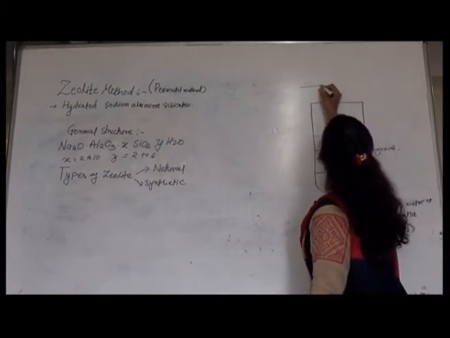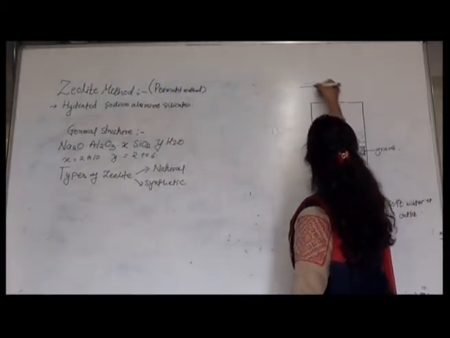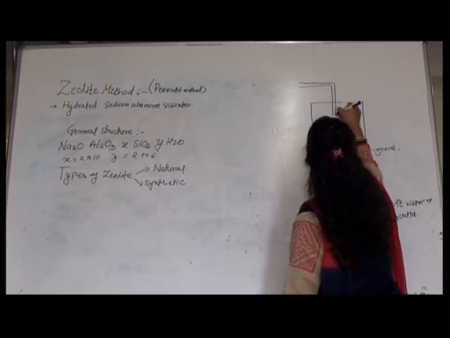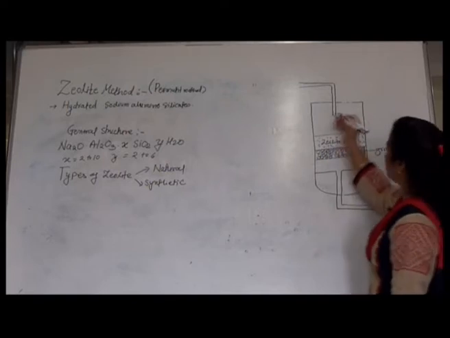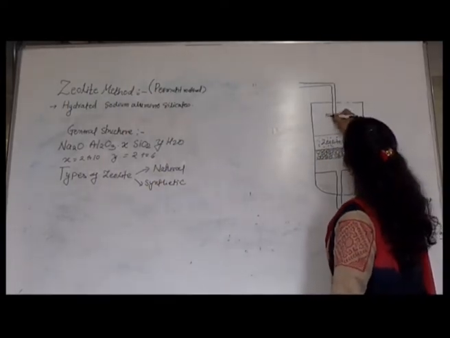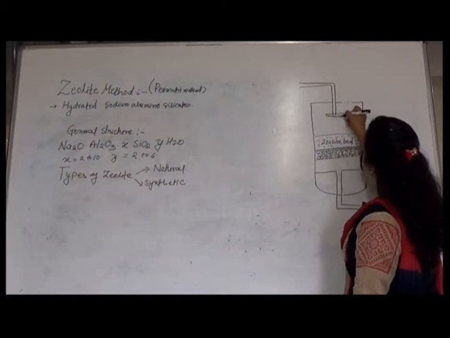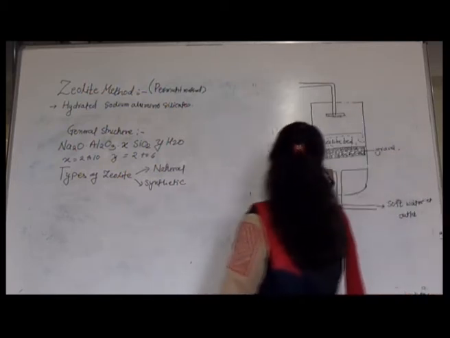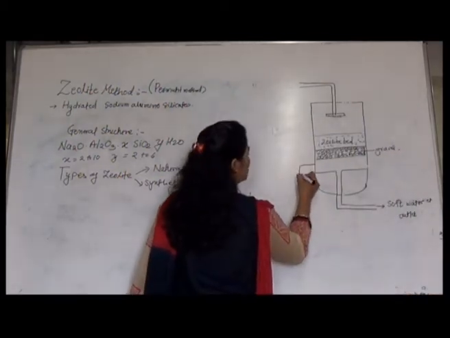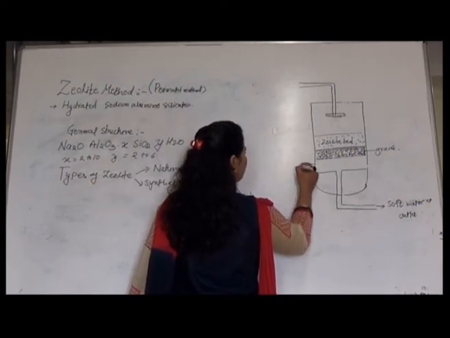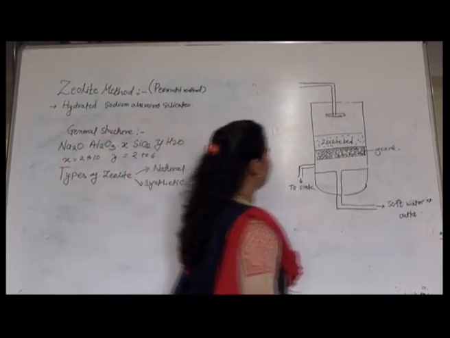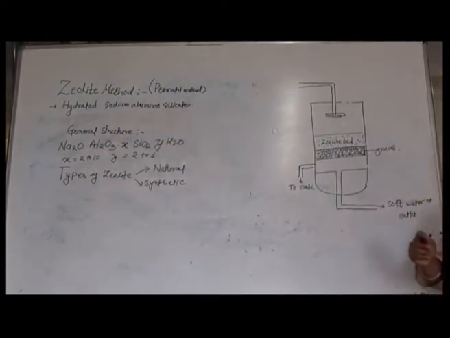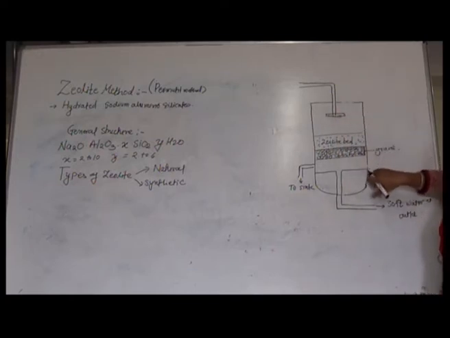Here is the inlet to feed the hard water in which a number of Ca2+ ions and Mg2+ ions are present. Here another outlet is given to sink. Okay, so this is the zeolite softener in which the zeolite bed is fixed.